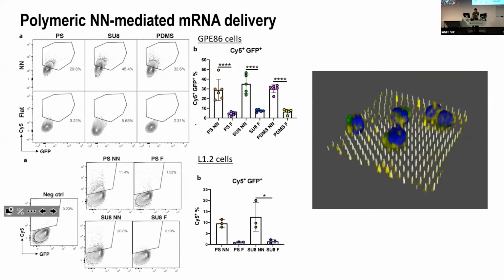We can see here that with these three different types of polymer nanoneedles, we are able to achieve transfection. But interestingly, the different stiffnesses of these polymer nanoneedles don't really affect our transfection efficiency much in the system. We also show that this system is able to deliver and transfect the L1.2 cell as well, but with a lower transfection efficiency.